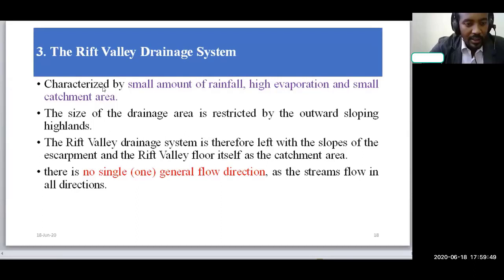the Rift Valley system. The region is characterized by a small amount of rainfall but very high evaporation, and the region hosts rivers of small and smaller catchment areas, smaller water volume, or very little water volume. Because the region is a very, very desert region, the region experiences a very high amount of temperature for most of the year. The region experiences extremely high temperature, and the region is very lowland.